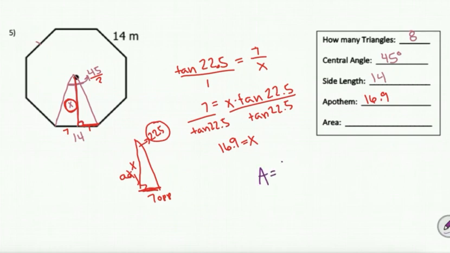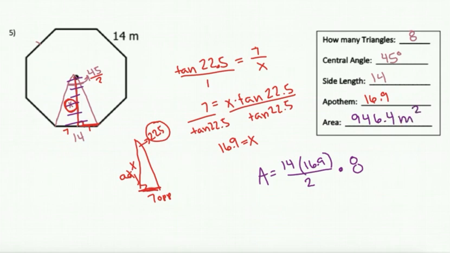I have a base, the whole side length is 14. The height of my triangle is 16.9. Divide by 2 because it's a triangle. And I want 8 of these identical triangles. So in my calculator, I get an area of 946.4, and our units are meters squared.